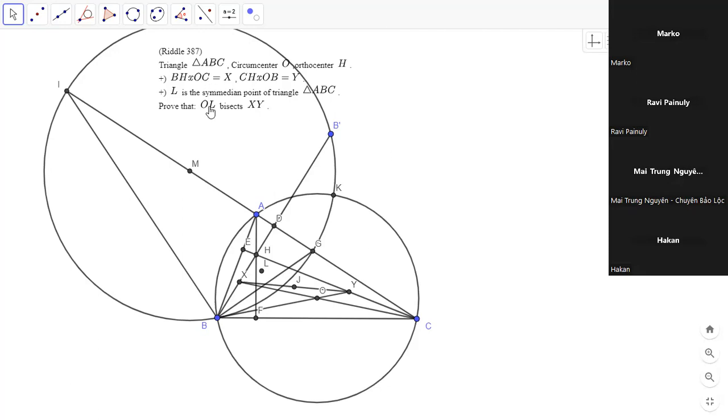But basically, if L is the Sammydian point, then OL is the radical axis of the 3 Apollonius circles. So I didn't know that. That's an interesting lemma.